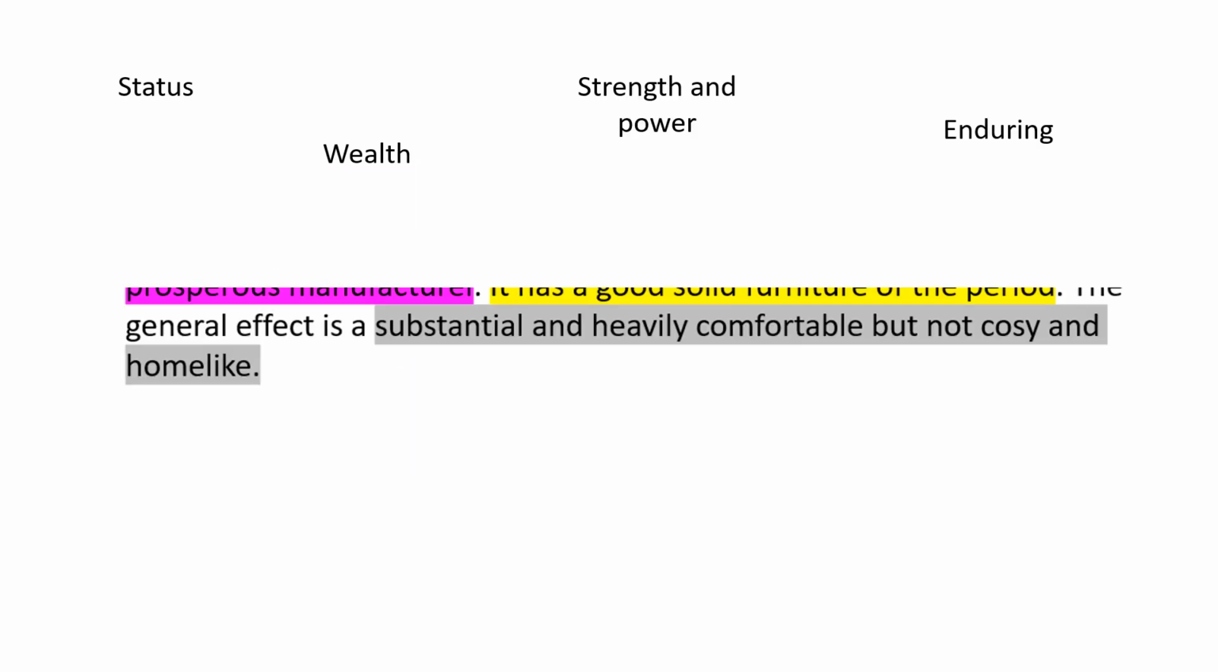Well, perhaps he's trying to show his status. Look at me, look at my expensive furniture. I'm a very important man. Maybe he wants to show his wealth. Look what I can afford. Maybe he wants to show his strength and his power. And maybe he wants to show through this substantial furniture that the English upper class, that the British Empire, the British manufacturing empire is here to stay.